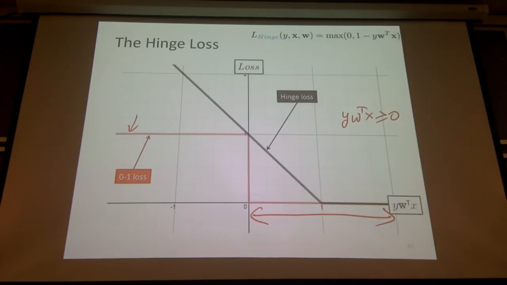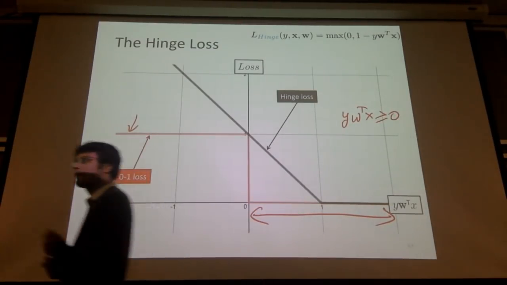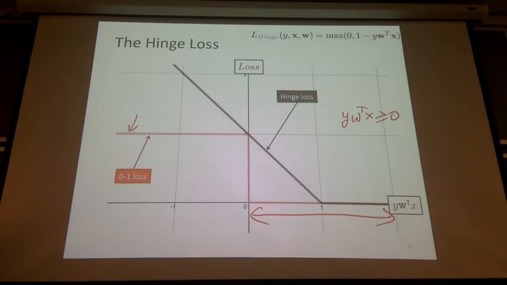Now, 0-1 loss, unfortunately, is not even a continuous function. So we don't know how to optimize this. In fact, there are theorems that show that optimizing 0-1 loss is intractable. So what we need to do is to discover surrogates for this particular optimization problem. One of the many surrogates for this is called the hinge loss. The hinge loss is this term here, as a function of y w transpose x.